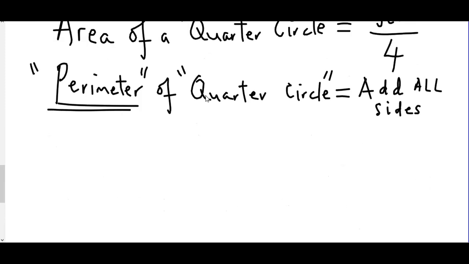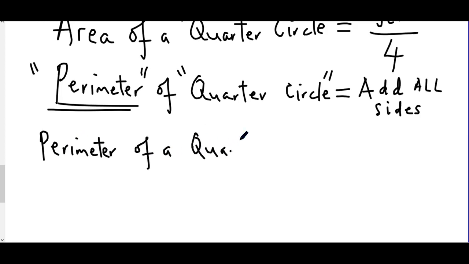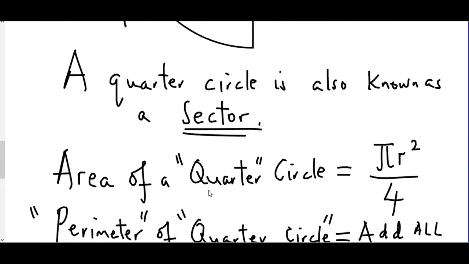We have 3 sides on a quarter circle. So what do you guess will be the formula for the perimeter of a quarter circle? The formula will be add all the sides.